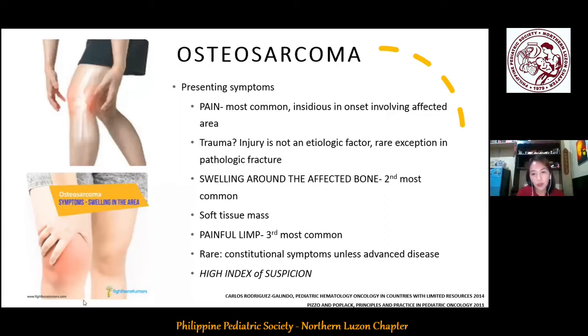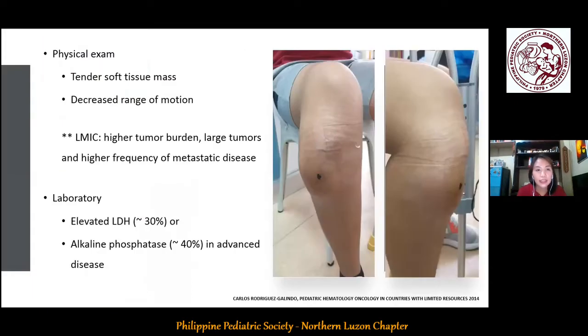So the third most common symptom would be a painful limp. So a painful limp that increases with weight bearing is the third most common symptom. Constitutional symptoms such as weight loss and fever are uncommon unless you have advanced disease. So given the nonspecific signs and symptoms at the time of presentation, high index of suspicion is required of the primary care provider to avoid diagnostic delays and misguided treatment attempts. On physical examination, you may see a tender soft tissue mass with decreased range of motion.